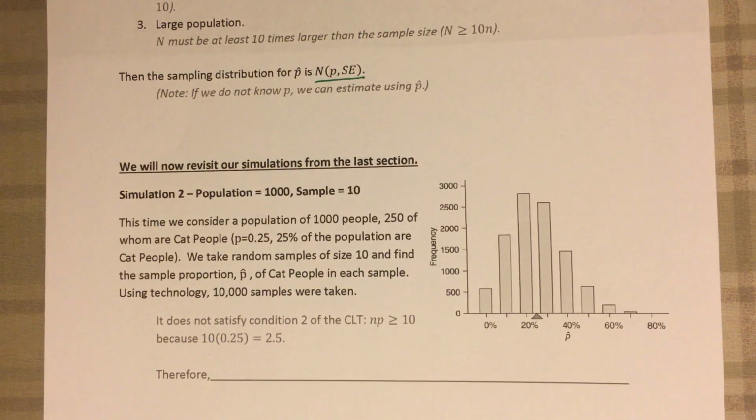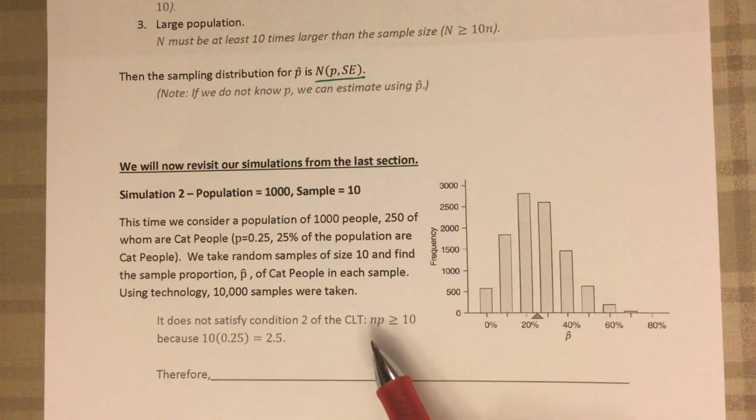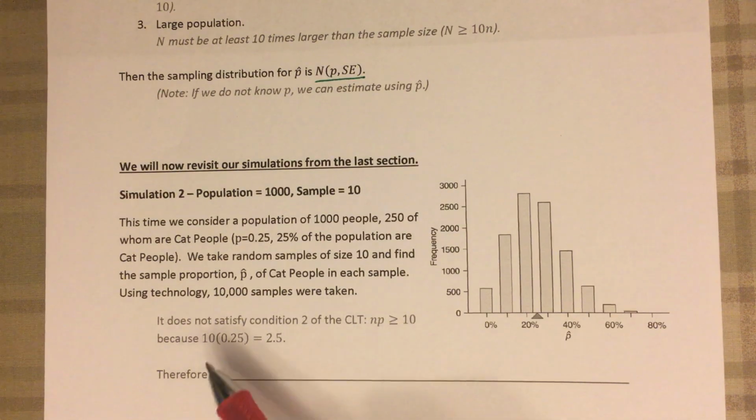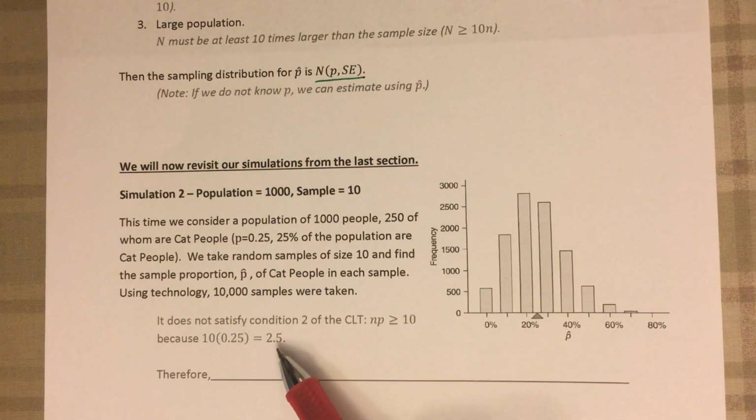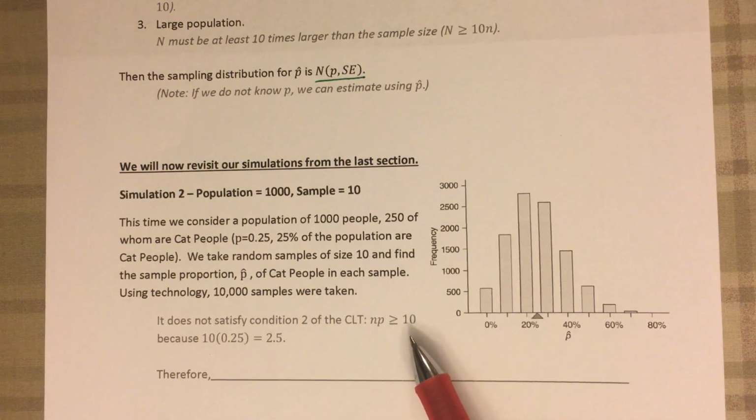All right, so one of our simulations in our last section, we had a population of 1,000 and a sample size of 10. When we were looking at this one, we took random samples and got a visual image of our sampling distribution. But if we compare this to our conditions for the central limit theorem above, it does not satisfy condition 2. n is the size of our sample and p is the population proportion. Our sample size is 10, our population proportion is 0.25, and 10 times 0.25 gives us 2.5. That's not large enough. This number has to be greater than or equal to 10 to use our central limit theorem.